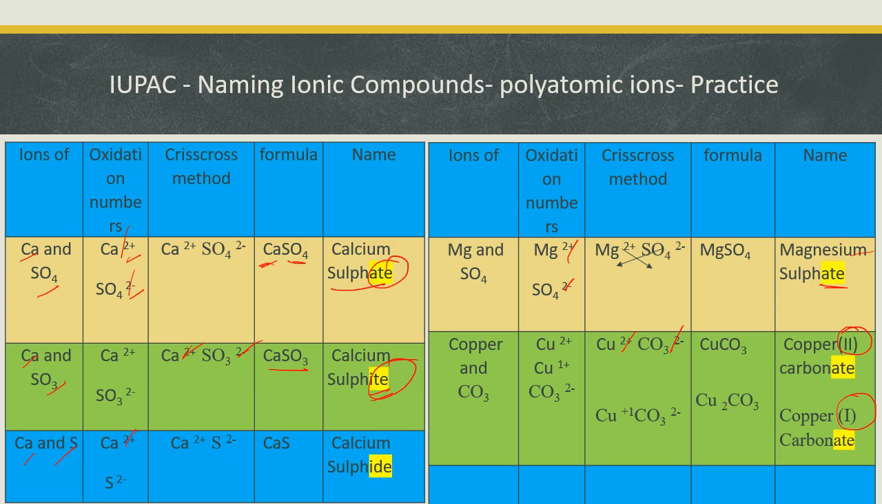Another example, calcium and sulfur. Ca2 plus and S2 negative will cancel, so the formula will be CaS, and it will be calcium sulfide, IDE. See the difference? You have to be careful. This is from the periodic table. These are from the reference material. Okay. All right. Let's move on.